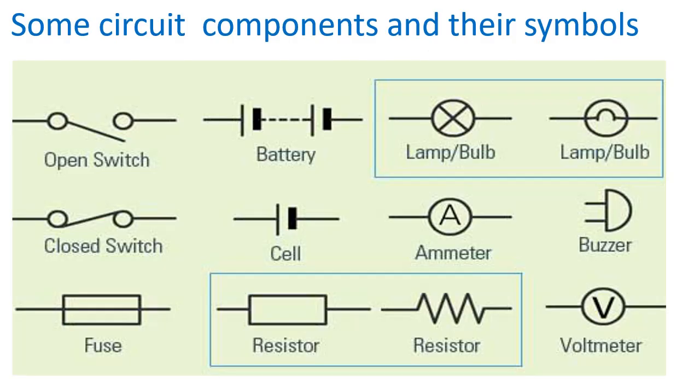Some circuit components and their symbols. This is to help you identify some circuit components so that when we start calculating or seeing diagrams, we will not be confused. The first thing we have here is an open switch, and the one below it is a closed switch. The one adjacent to it is the battery, and the one below it is the cell. When we connect more than one cell, it becomes a battery, but one of it is called a cell.